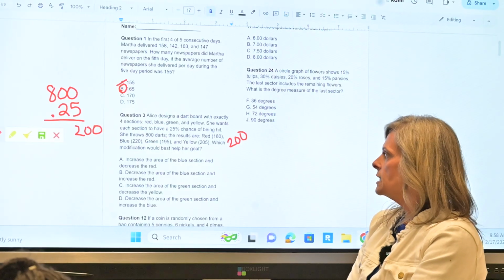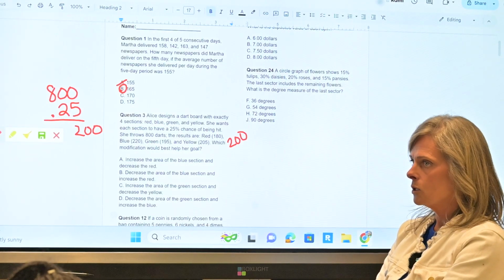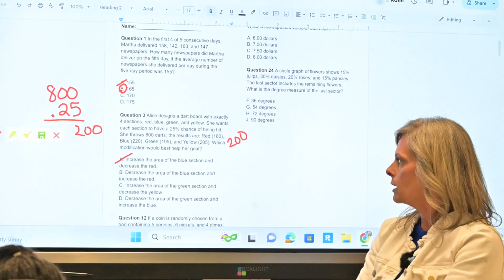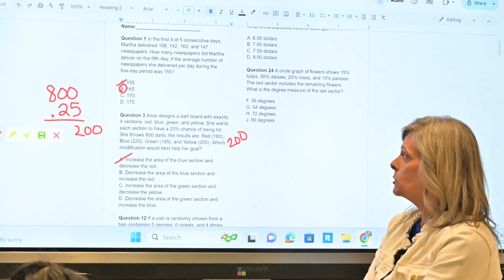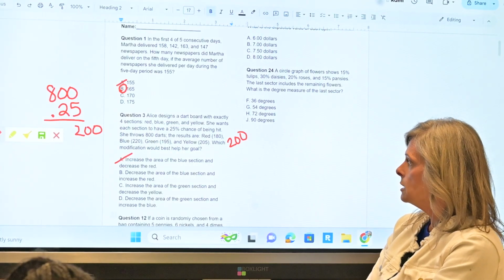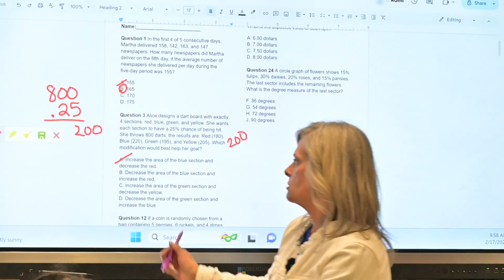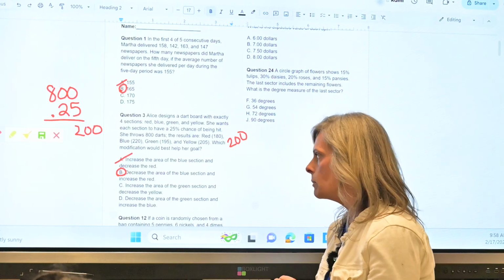So A says she could increase the area of the blue. Do we wanna increase the area of the blue? No, we don't. So we'll just go ahead and get rid of that. We're not even gonna read the rest. Okay, so B says we can decrease the area of the blue. Okay, that sounds good. And then increase the area of the red. That sounds good to me. So this is probably our answer, but let's just double check that there's not something better.